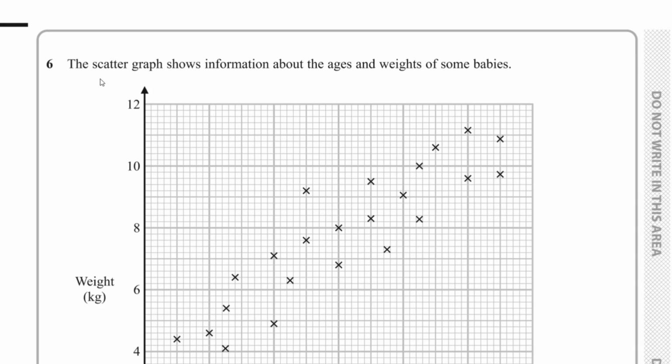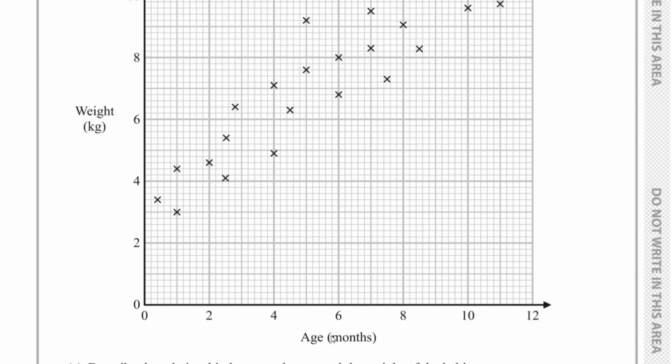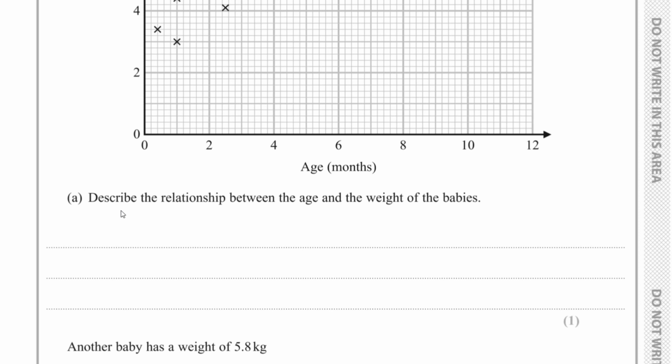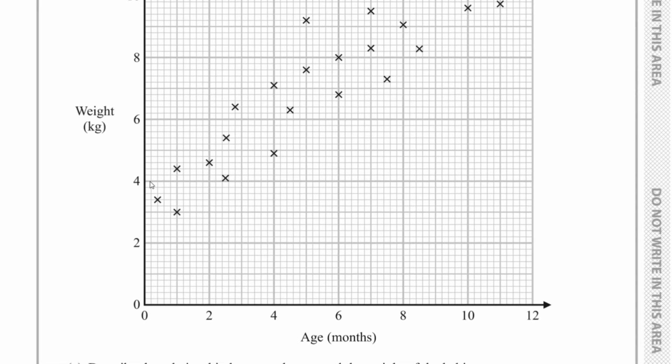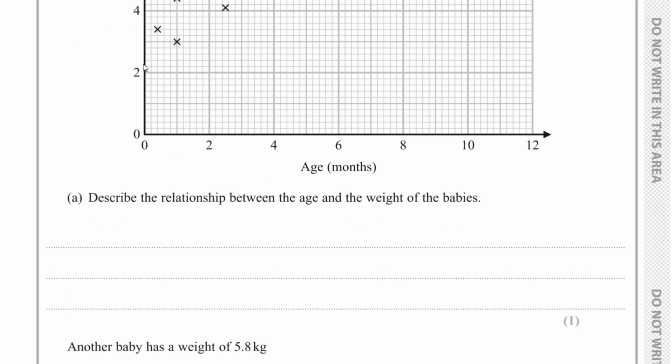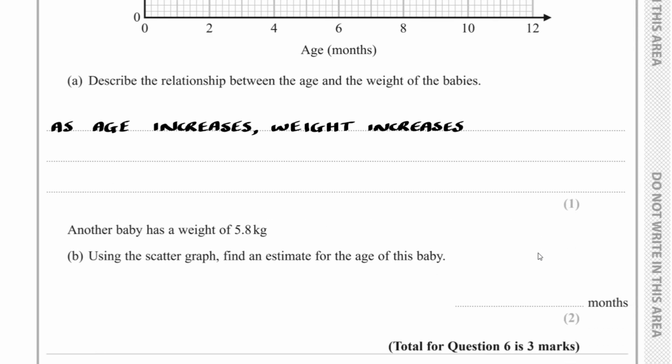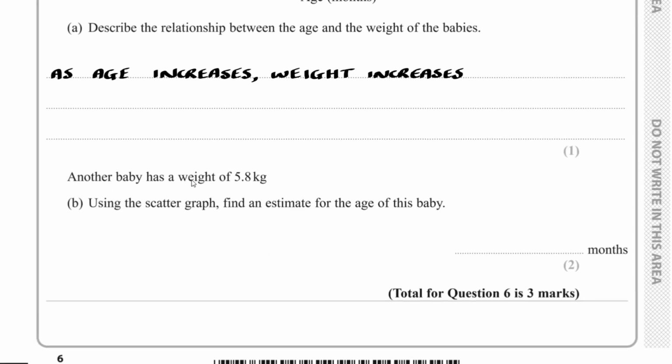Question number 6. The scatter graph shows information about the ages and weights of some babies. We have the age in months and the weight in kilograms. Part A, describe the relationship between the age and the weight of the babies. Well, what we see is, as the age increases, the weight also increases. And so therefore, as the age increases, the weight also increases. Part B, another baby has a weight of 5.8 kilograms.